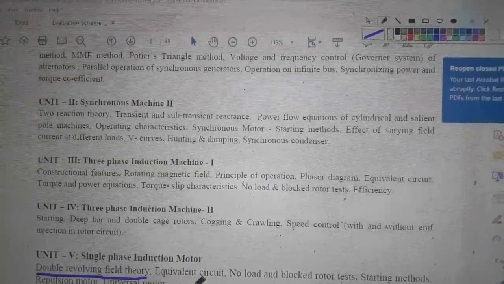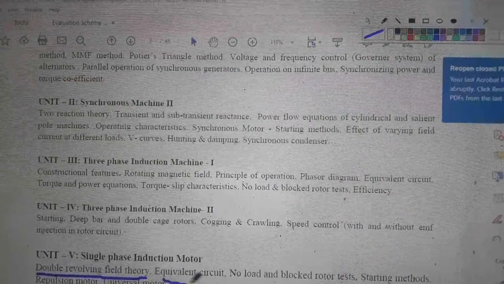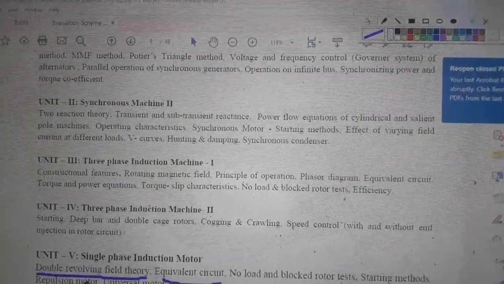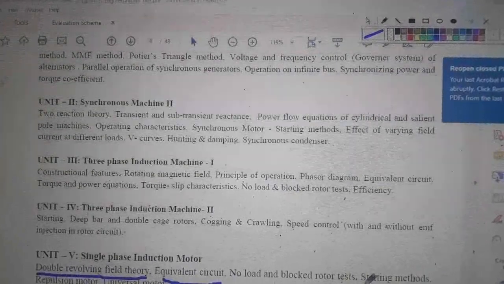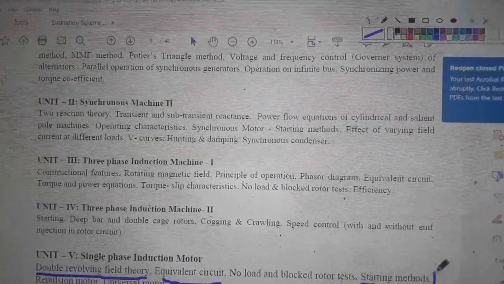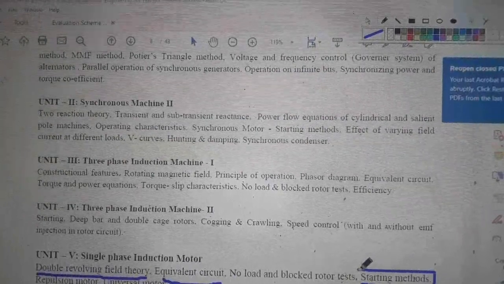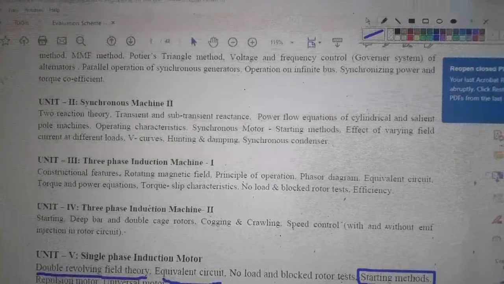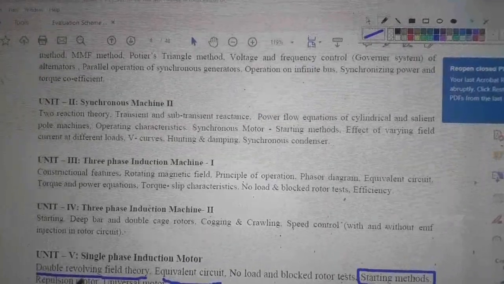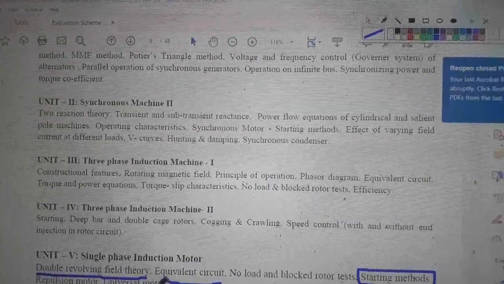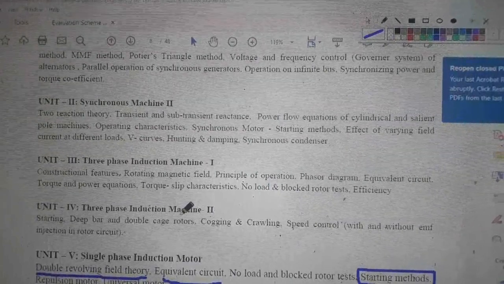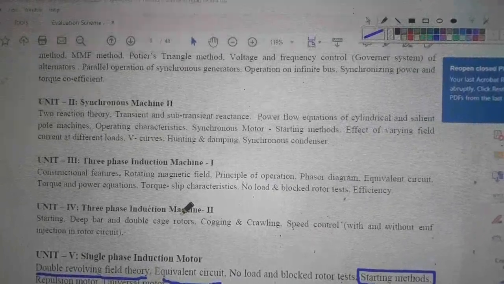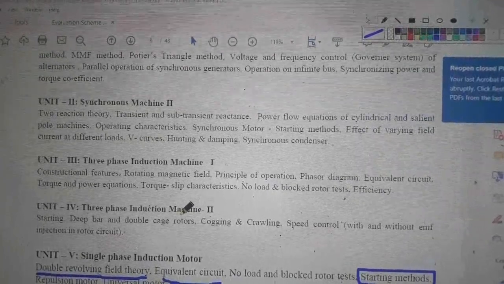Then we will discuss the equivalent circuit, no load and blocked rotor test, starting methods. Starting method is an important topic in single phase induction motor, where repulsion motor and universal motor are widely used everywhere in household uses. These are the outline of electrical machine 2. In this course we have to study these topics.